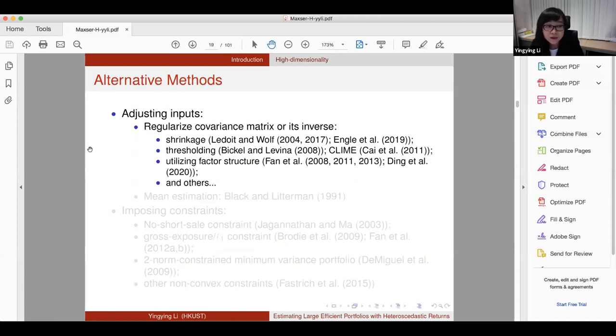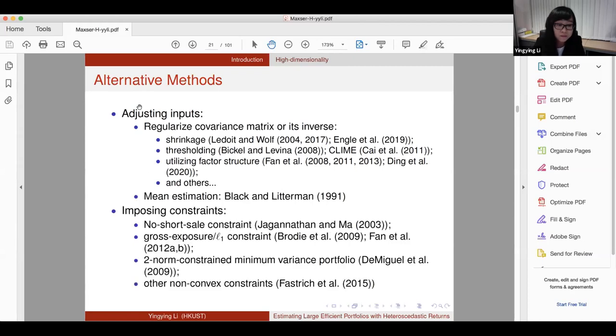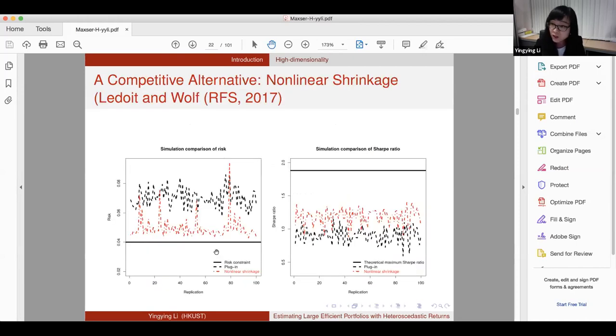And indeed, there has been quite a lot of research done to deal with this situation. There are two strands of literature. One is to adjust the inputs. Another is to impose constraints on the portfolio directly. Adjusting inputs includes mean estimation and also adjusting the covariance matrix, including shrinkage methods by our discussant today, Michael Wolf and Ledoit, and also additional methods like DCC shrinkage, and so on and so forth. Imposing constraints on the portfolio directly includes, for example, no-short-sale constraints and also L1 constraints. Basically, the portfolio weights taken together have to satisfy a gross exposure constraint, which can be expressed by the L1 norm.